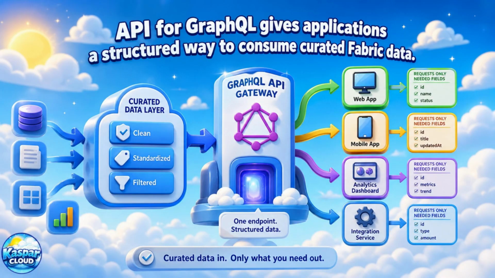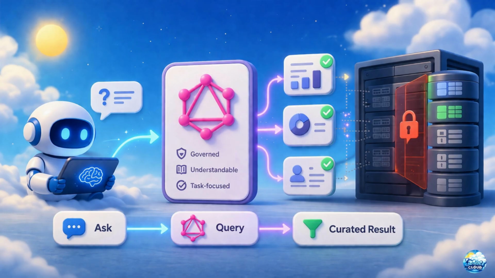API for GraphQL provides an application-oriented method for exposing Fabric data. GraphQL enables applications to request only the specific fields and relationships they require instead of directly querying raw tables or retrieving unnecessarily large datasets. This capability is useful for internal portals, business applications, operational systems, and AI-enabled workflows. It creates a structured and controlled access layer over curated enterprise data. When combined with source control, governance, and deployment practices, GraphQL can become an important component of the broader Fabric data and application engineering lifecycle.